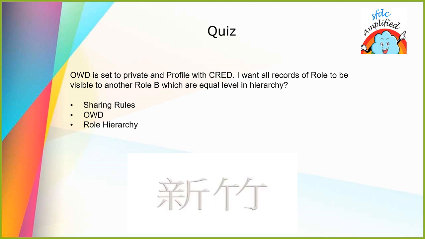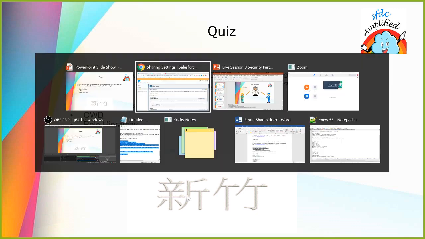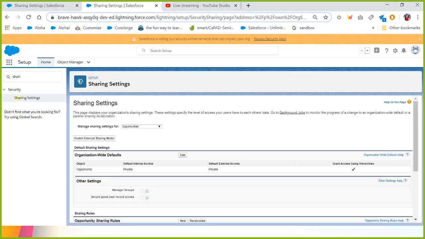So here the answer is sharing rule. Now let's understand why the answer is sharing rule. It said that OWD is set to private. Till now you would have understood where we set private.